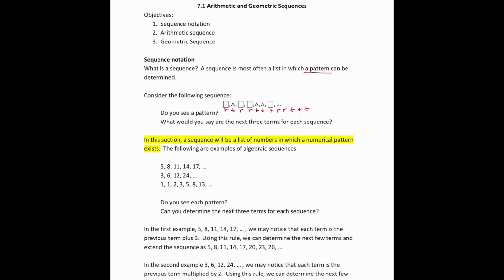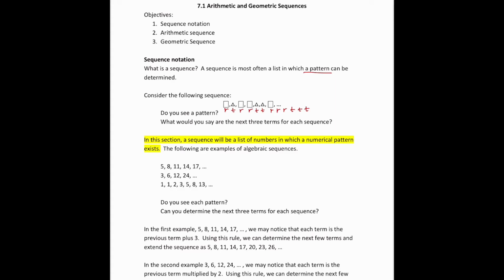So in this section, a sequence will be a list of numbers in which a numerical pattern exists. The following are examples of sequences: 5, 8, 11, 14, 17; 3, 6, 12, and 24; 1, 1, 2, 3, 5, 8, 13. So do you see each pattern?